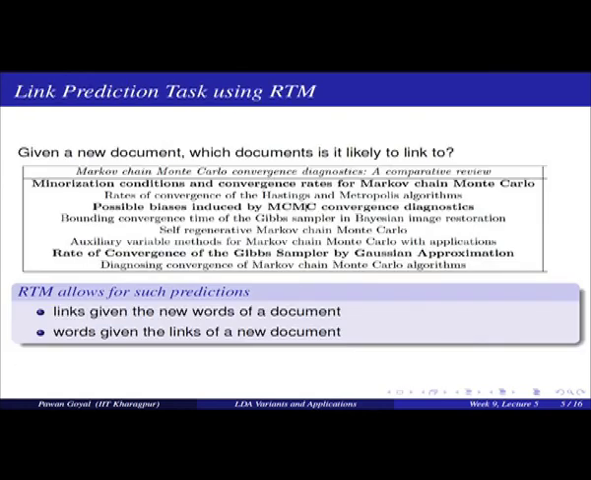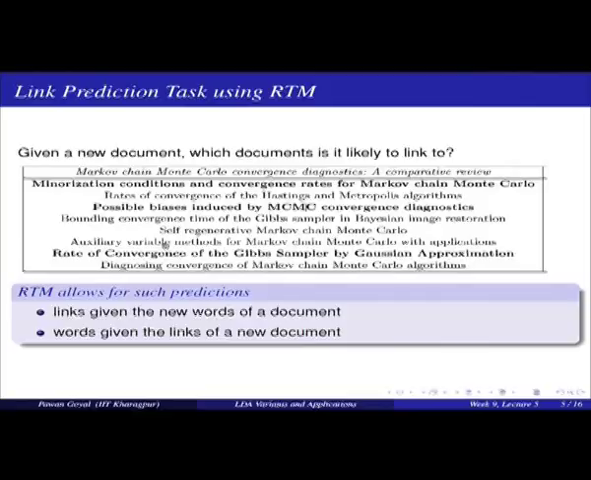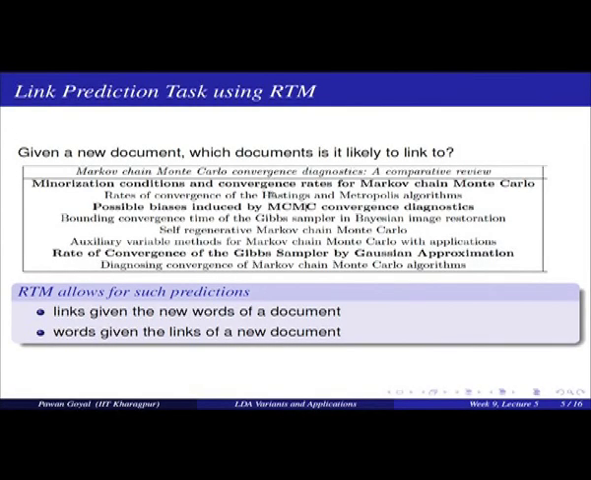So, how is it actually used? What are the examples? Something like this. Suppose I have a paper, Markov chain Monte Carlo convergence diagnostics, a comparative review. And I want to find out what other papers it will link to, or I can say, okay, suppose I am reading this paper, what are the other papers that are relevant to it, like a recommendation problem. So, I can use this idea of what other papers it will link to in my RTM model. So, here are some examples of what your RTM model gives, and these are actually important papers that this document actually linked to.